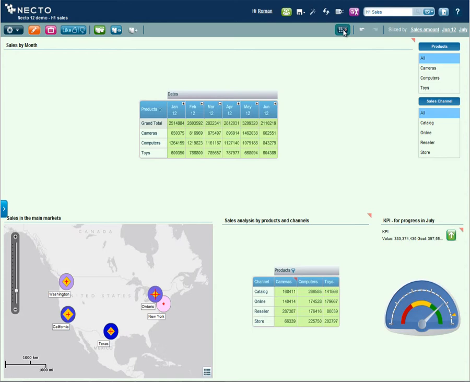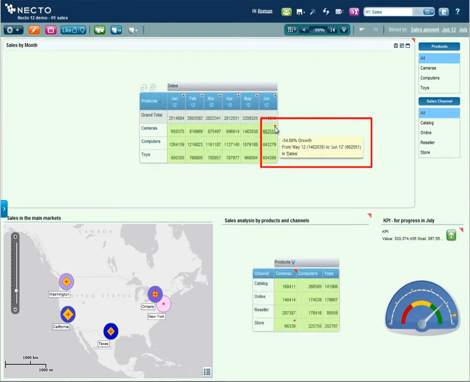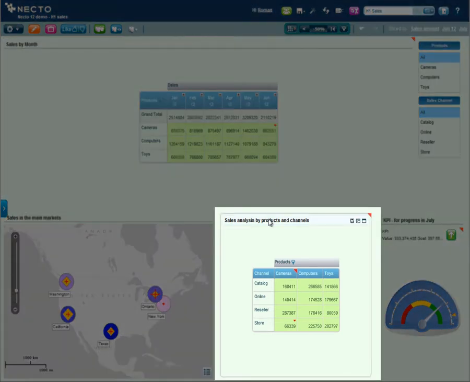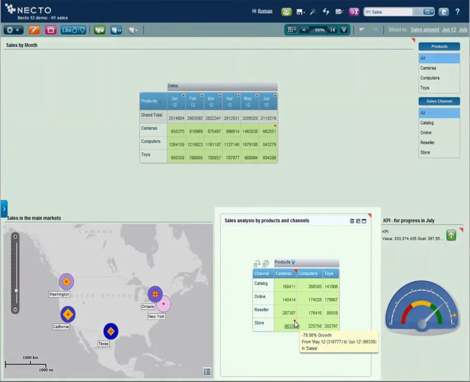In just a click of a button, Necto identified that the biggest issue in June was with cameras. I wonder what's the cause behind it. Here we can see the analysis of the product sales based on channel type and products. Necto shows us that the biggest issue was in selling cameras in stores, and there was a decline in sales of nearly 80% from May to June. This is a significant drop. We need to find an explanation for it.